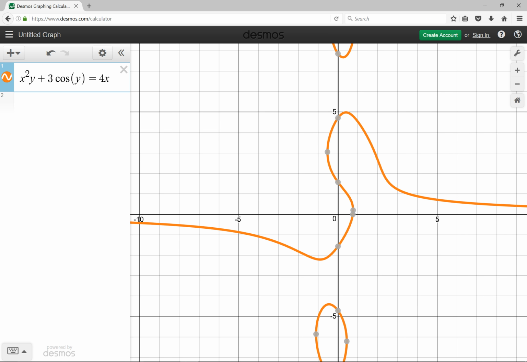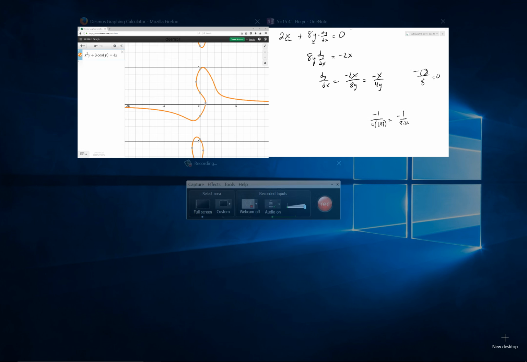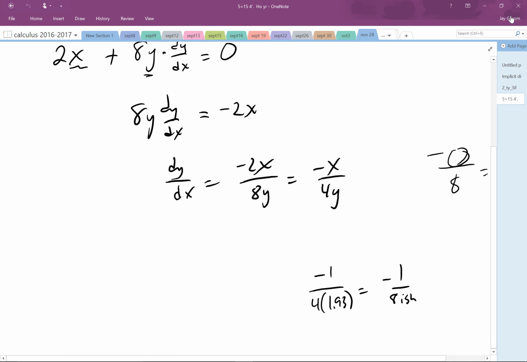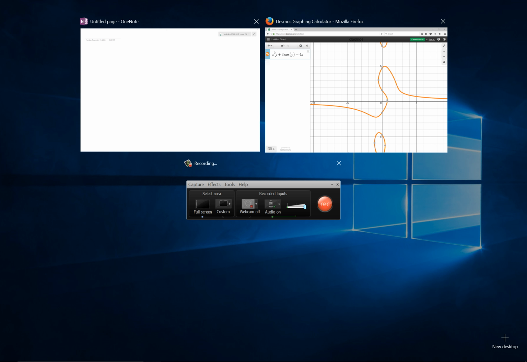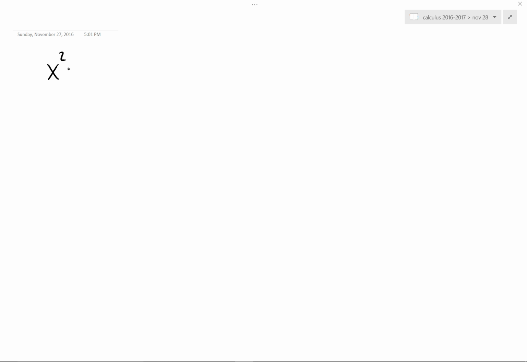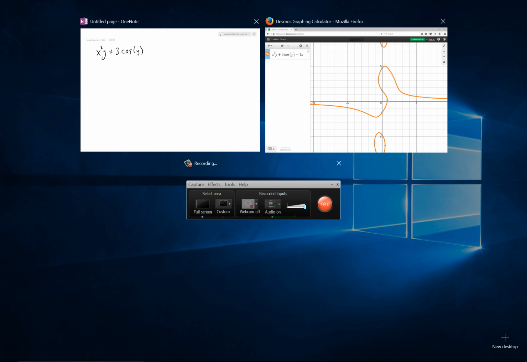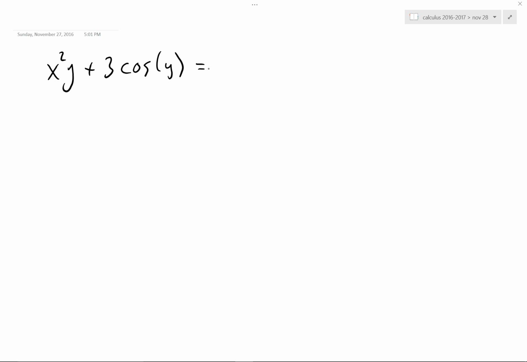Now, anywho, we can totally do the derivative of this guy. Any idiot can do it. So, the formula says x squared y. Alright, so what's the derivative of this? Well, I need a product rule. So 2x times y plus x squared dy/dx.